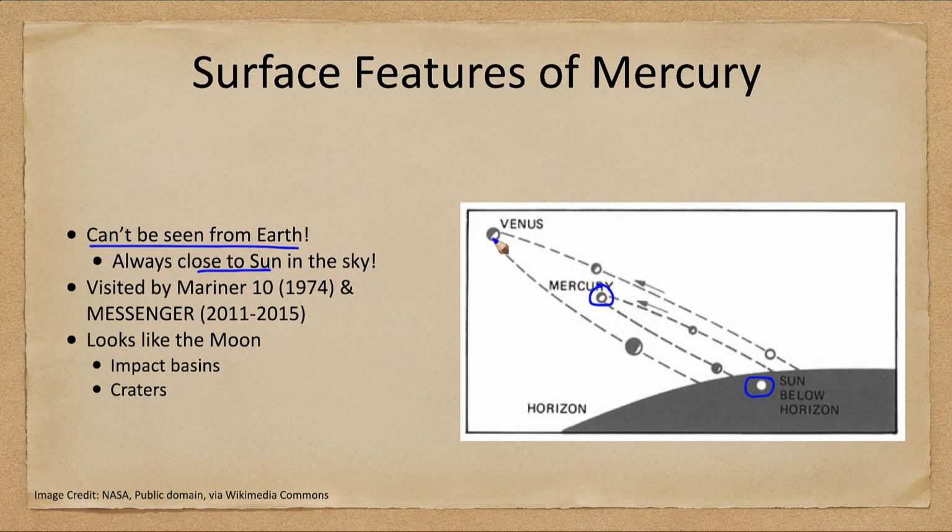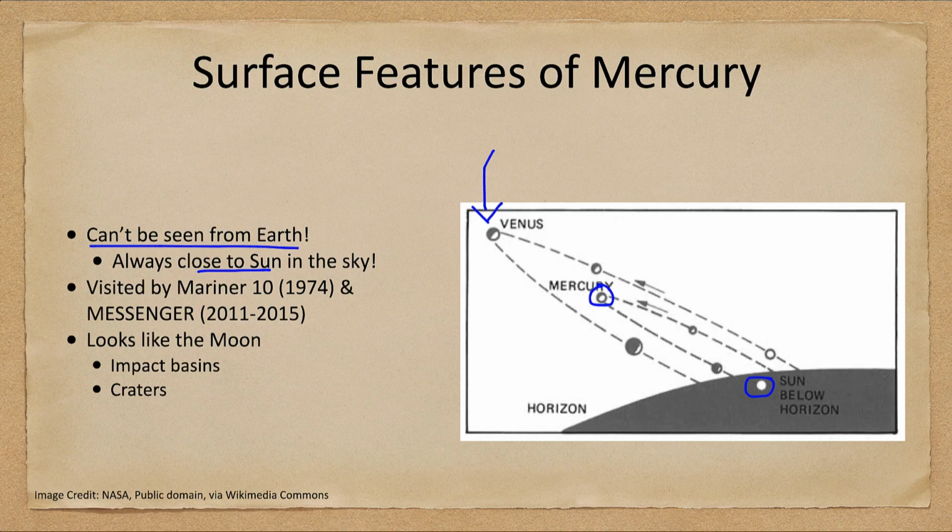Venus, being a little bit further away, we can see as the morning or evening star. It's also a lot brighter, so it's easier to see. But Mercury is very difficult to see when you point a telescope that low in the sky. The sky is getting brighter and you're looking through a lot of atmosphere. It's really hard to see any kind of surface features from Mercury.